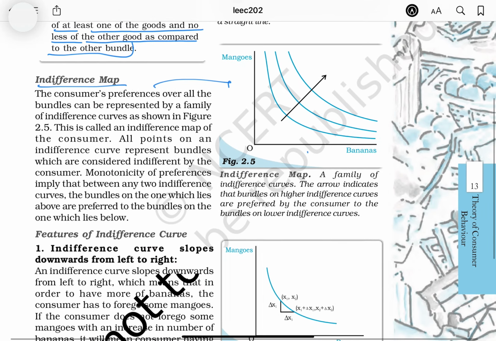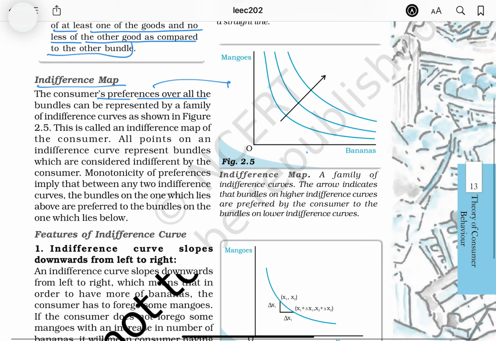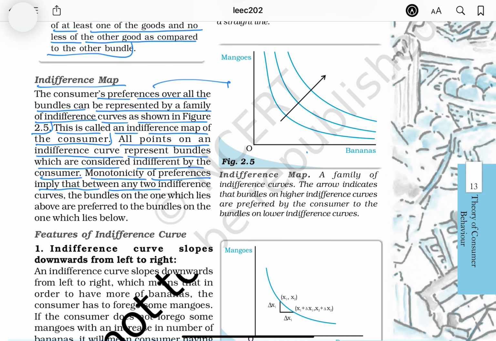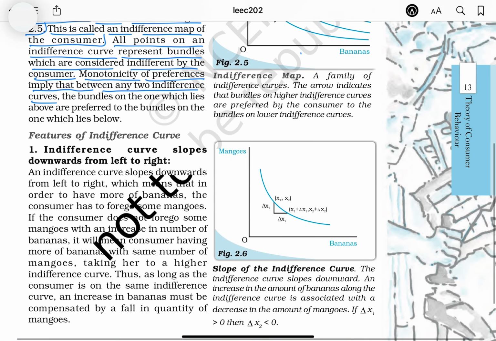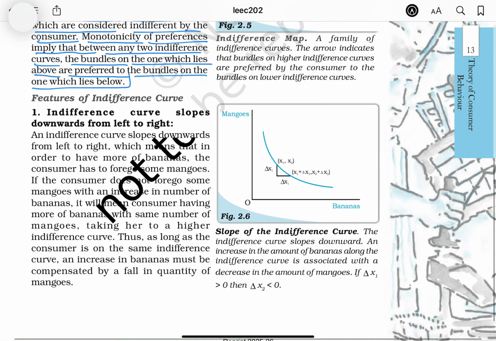इसका क्या है, ये वाला है। The consumer's preferences over all the bundles can be represented by a family of indifference curves as shown in figure 2.5. This is called an indifference map of the consumer. All points on an indifference curve represent bundles which are considered indifferent by the consumer. Monotonicity of preferences implies that between any two indifference curves, the bundles on the one which lies above are preferred to the bundles on the one which lies below.